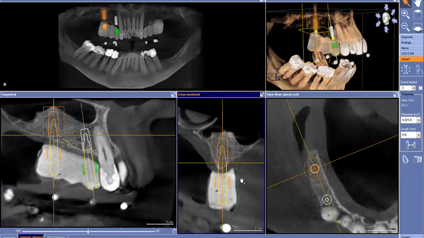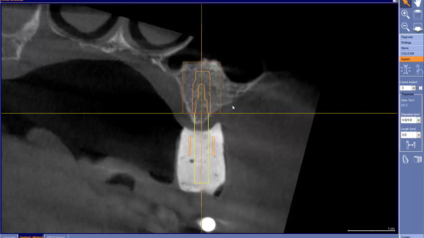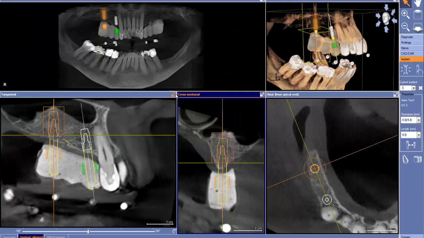So in going through our checklist, let's look at our buccal lingual placing. Our buccal lingual placement looks very nice. We have adequate bone around both areas. We are pretty well centered in the tooth, so I'm very happy with this particular situation.